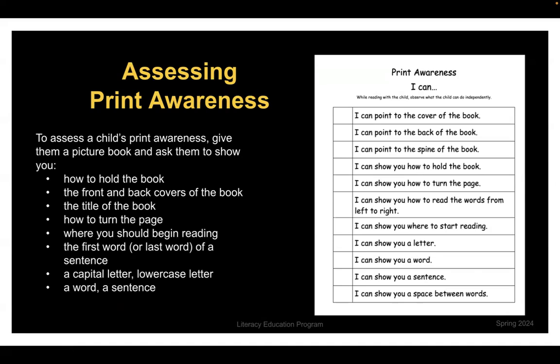You can also intentionally ask questions. Maybe you ask them if they can show you where to start reading, if they can point to a word that begins with the letter B, if they can tell you what a punctuation mark is for. All of these things give you information about that child. And after you've assessed them, you'll have a better idea of how to support their development going forward. So you can use an informal observation, paying attention to whether they are noticing the print around them, or you can use a more formalized checklist or a formal assessment.